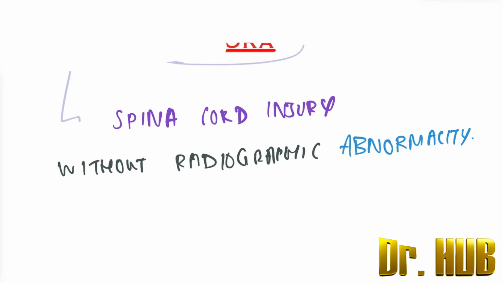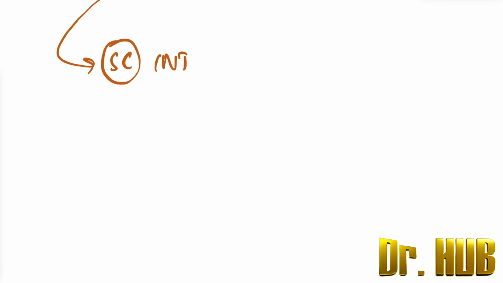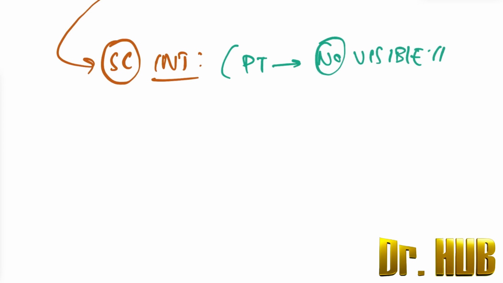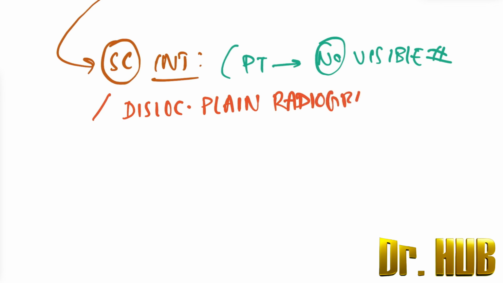So what is it by definition? It is defined as a spinal cord injury, an SC injury, in a patient with no visible fractures or dislocation on plain radiographs or on CT scans.